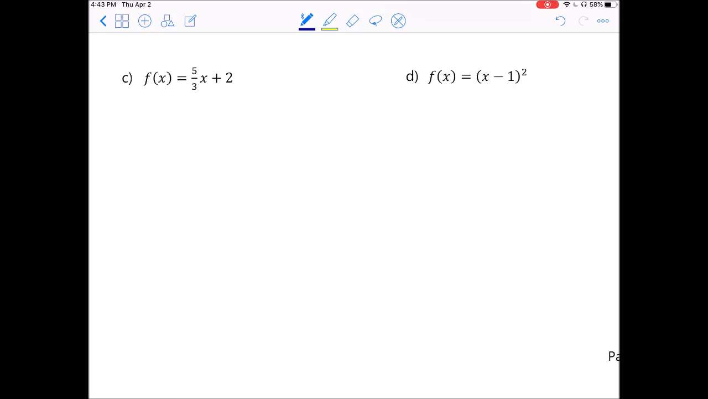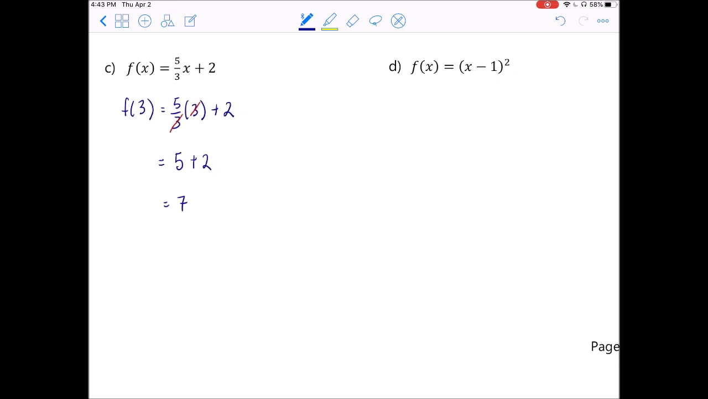Part C, when f of x equals 5/3 x plus 2, and we want to find f of 3, we just plug in the x. Notice that we can cancel the 3's out, and we have 5 plus 2, so f of 3 equals 7. Part D, f of 3 equals (3 minus 1) squared, and we solve inside the bracket first, so 3 minus 1 is 2, and it's 2 squared, so it is just 4.